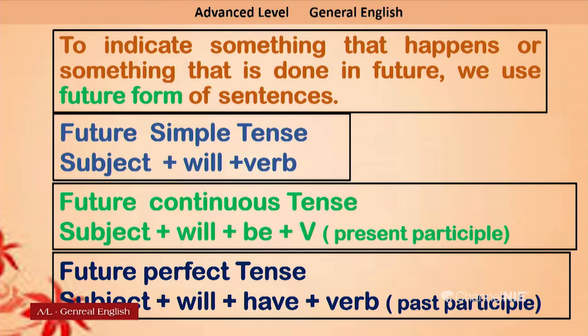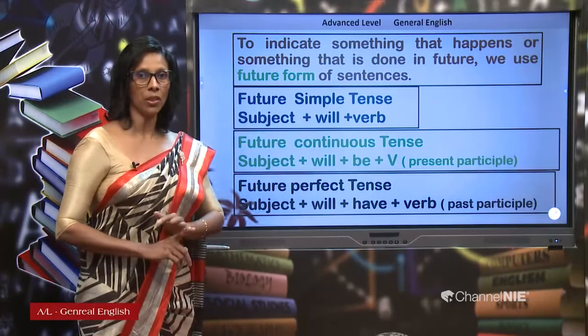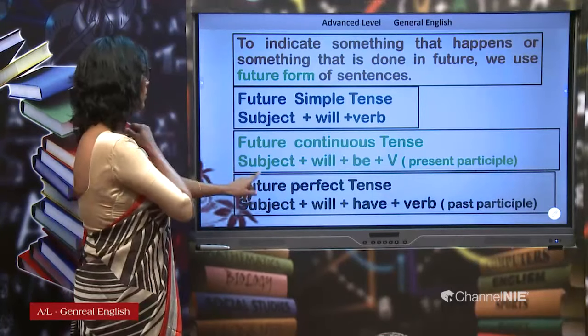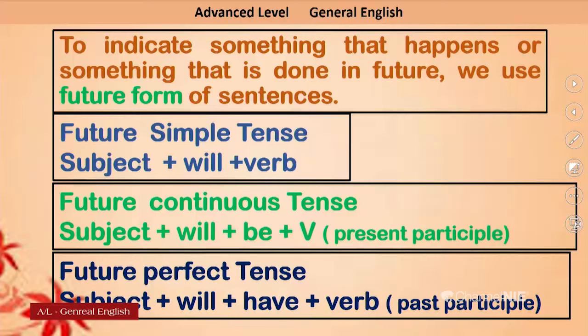Just like we have simple present tense, we have future simple tense. Then again we have continuous form, present tense and past tense, present continuous, past continuous, like that. Again you have future continuous, and there you have the structure, subject, will plus be plus verb, and then will is a modal to indicate future.